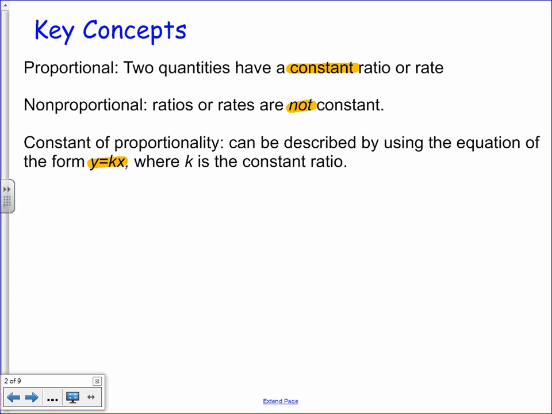And then a constant of proportionality can be described by using the equation of the form y equals kx, where k is going to be that constant ratio. So we want to look at this k as what we're going to be dealing with. Your y's can change and your x's can change. Those are going to be seen as variables. And I'll show you what I mean by that, but you can think of it kind of like a function, input and output. And your k is always going to remain constant. Okay, that's why k is the constant ratio.